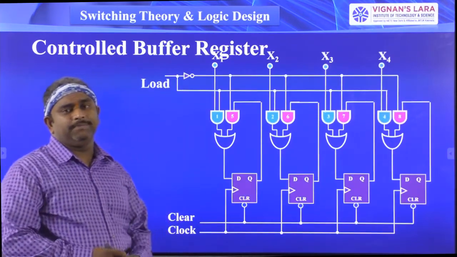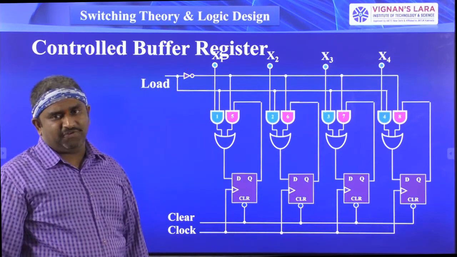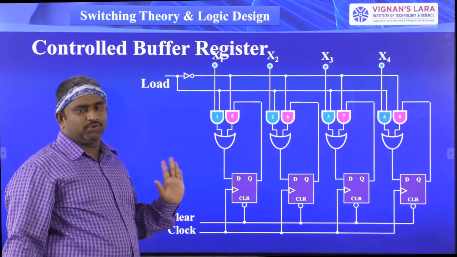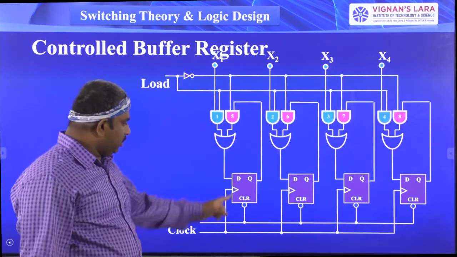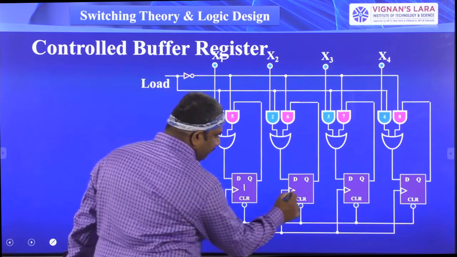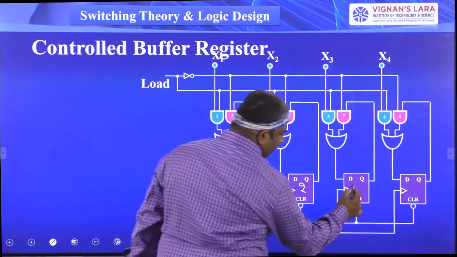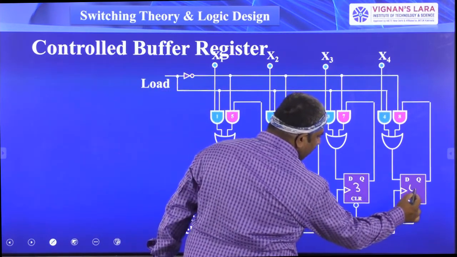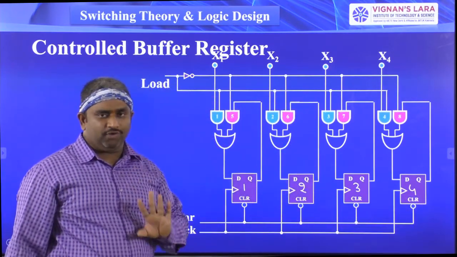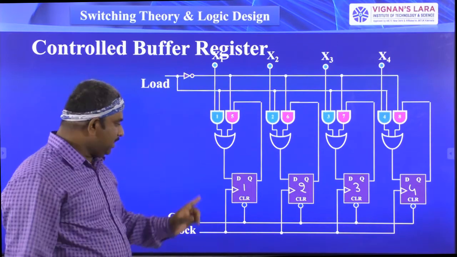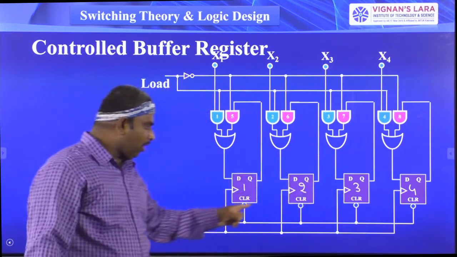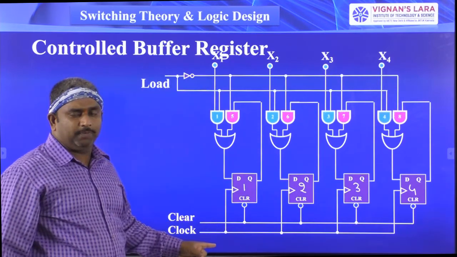So this is the controlled buffer register. Let us see this picture. First we will understand what this picture is. Here we have 4 flip-flops. This is the first flip-flop, this is the second, this is the third, and here we have the fourth flip-flop. So totally we have 4 flip-flops. This is the first step. Next, for these flip-flops, we have a single clock input signal.